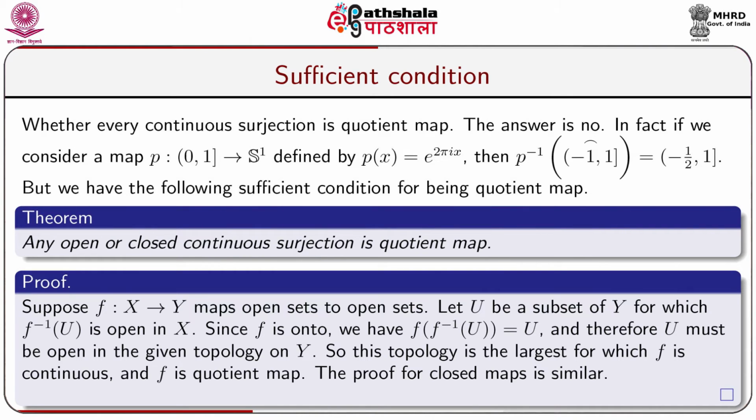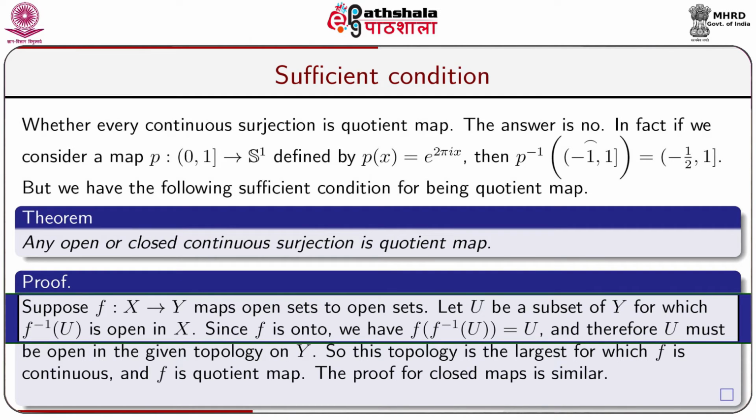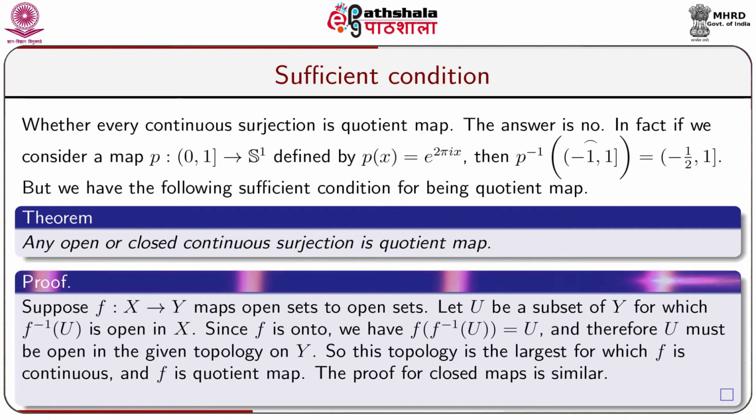Next, we shall give a sufficient condition for being a quotient map. We know that a quotient map must be continuous surjective. Now, if a continuous surjective map is either open or closed, then it will be a quotient map. For this, suppose f from X to Y maps open sets to open sets. That means f from X to Y is an open mapping.